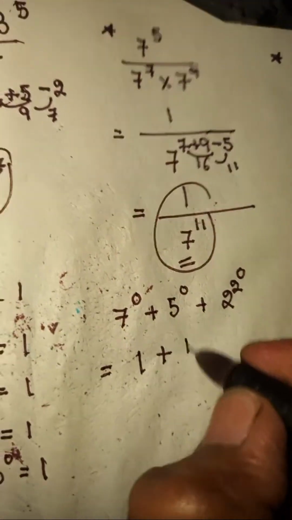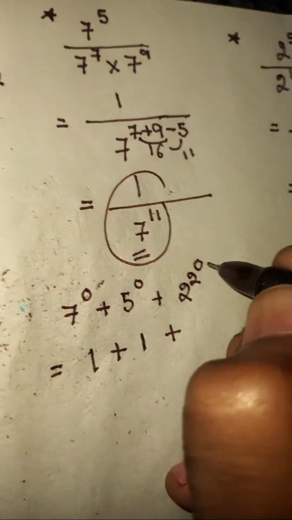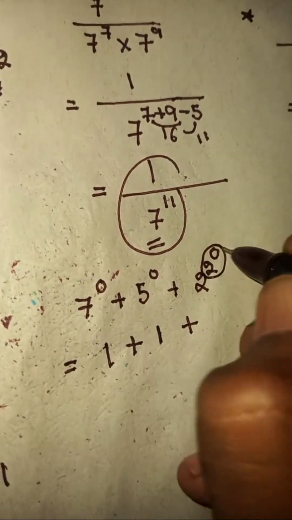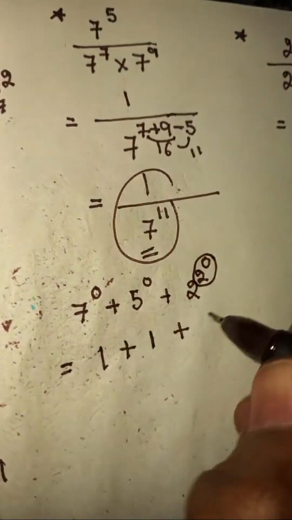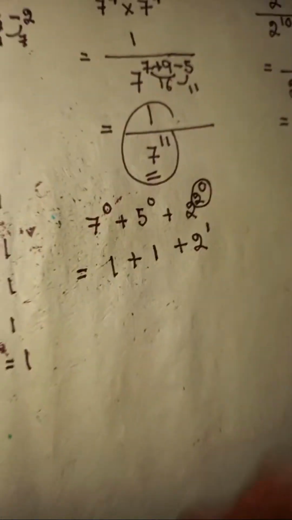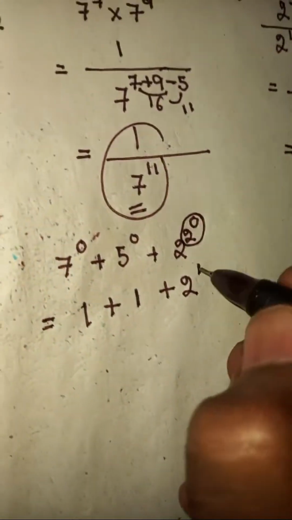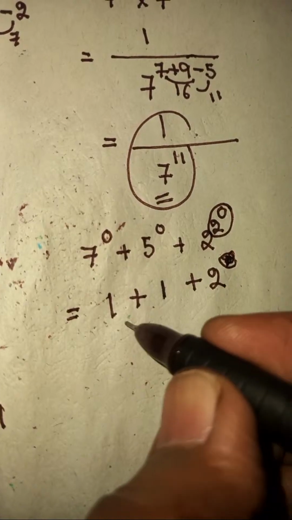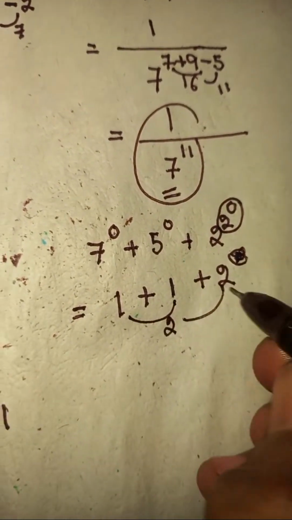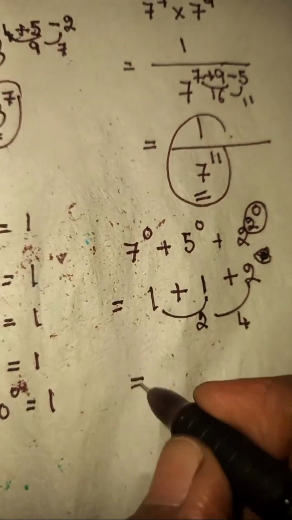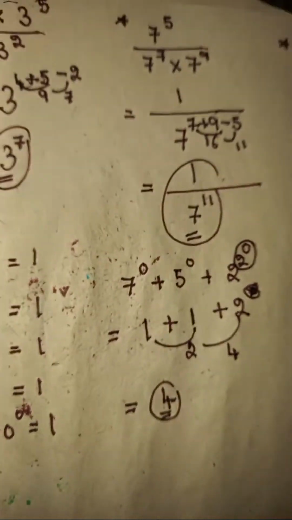5 power of 0 also becomes equal to 1. You can do from above downwards. 2 power of 0 is 1, so it is 2 power of 1. This 2 power of 1 means it's equal to 2 itself. 1 plus 1 is 2. 2 plus 2 becomes 4. So this is completely equal to 4.